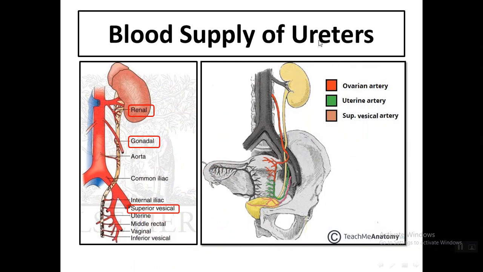What is the blood supply of the ureter? It is from three main sources. The first, upper part is from the renal artery. The second, or middle part, is from the gonadal vessel, and the third, lower or pelvic part, is from the superior vesical artery.